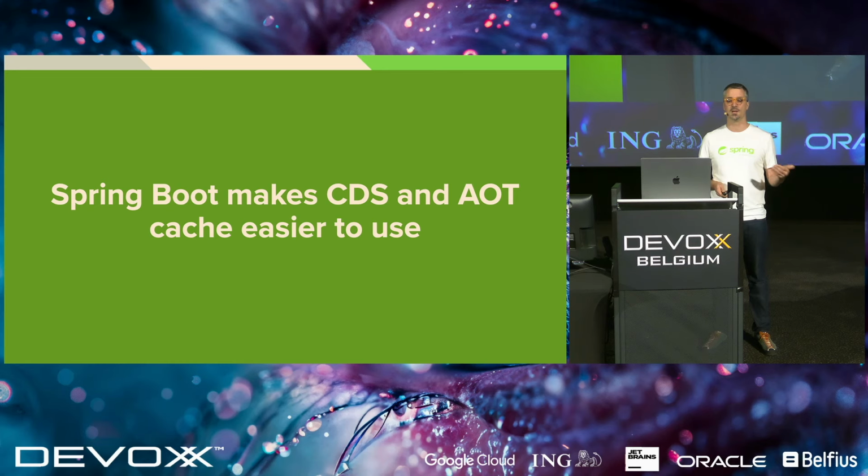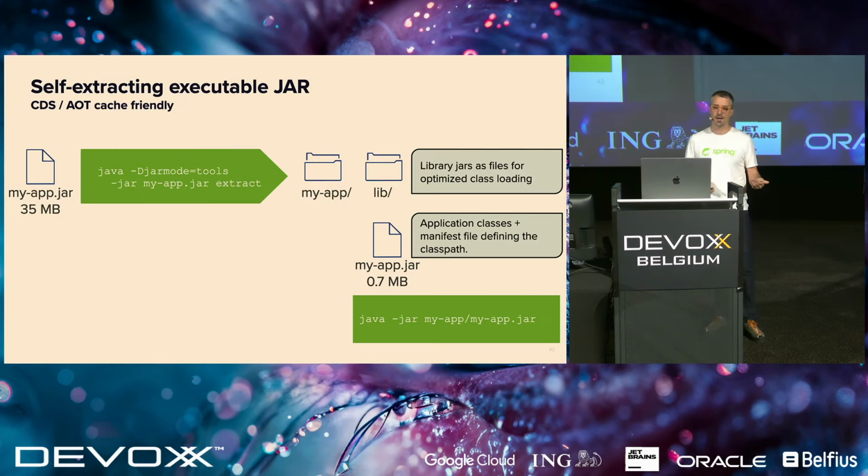So we have been working on making it easier in Spring Boot to use CDS and AOT cache, with two main features. The first one, like I said before, is that the executable jar is not CDS and AOT cache friendly because it's using nested jars. So we have been adding support for extracting an executable jar, with no additional tools, just a Java command, and the executable jar can extract itself into an efficient file layout that, by the way, you can use directly in production without CDS and AOT cache. It's super efficient as well.